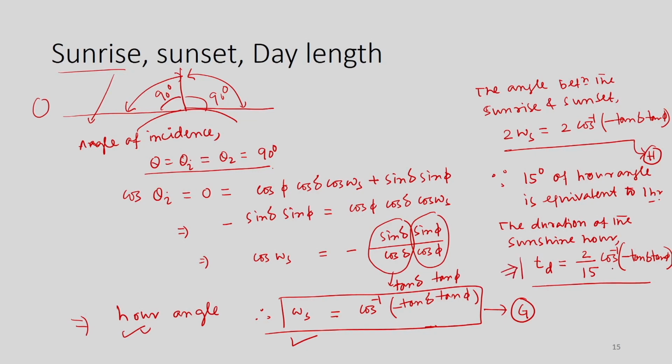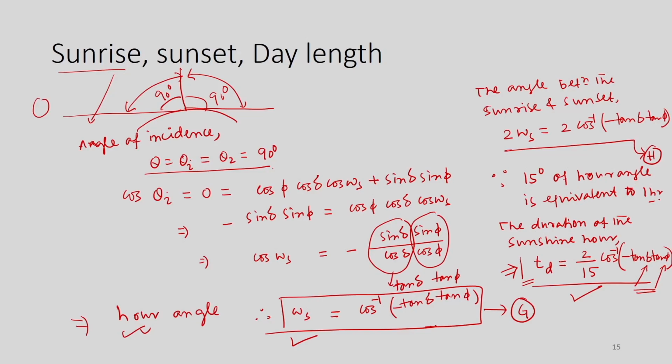If we know delta, that is the declination, and the latitude of a location, then we can calculate T d, which is nothing but the duration of the sunshine hour. This is a very important finding. By using these equations we can calculate the duration of the sunshine hour.